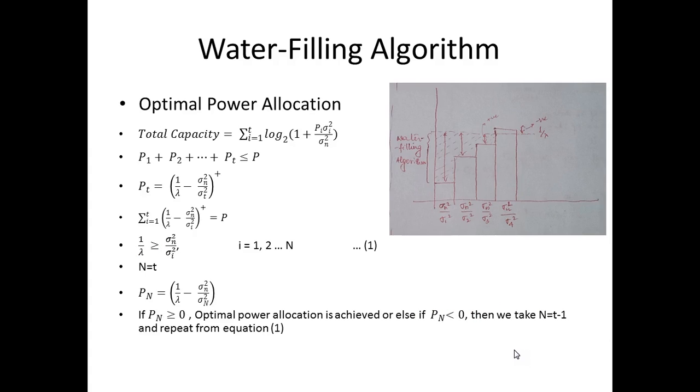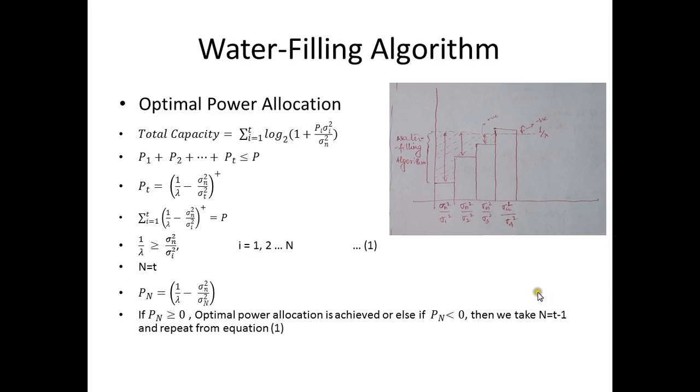Another important thing in a system is power allocation to the channel. The total capacity of the channel is given by the channel capacity theorem, and that is equal to the summation of i equal to 1 to T of log base 2 of 1 plus Pi sigma i square by sigma n square, where sigma n square is the noise power, sigma i is the singular value of the i-th channel in the channel matrix, and Pi is the power of the i-th channel.